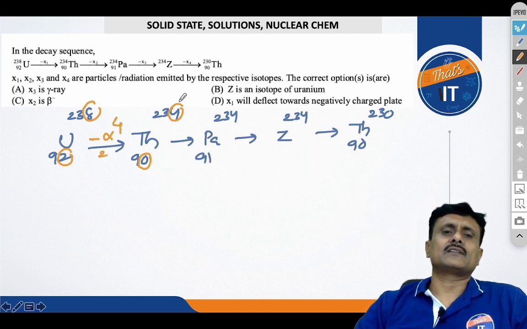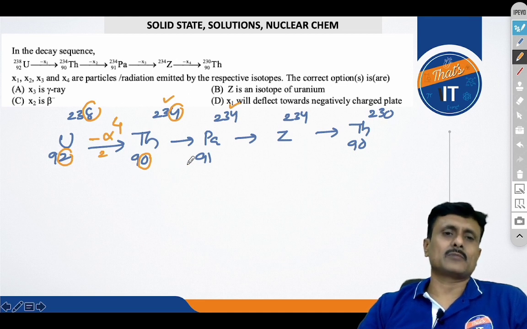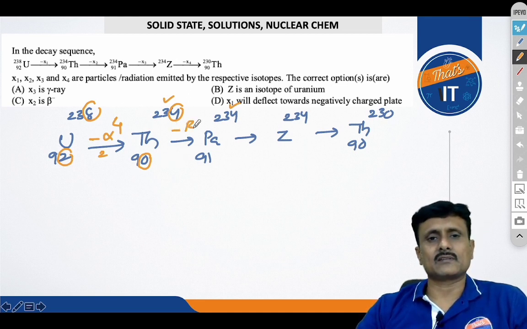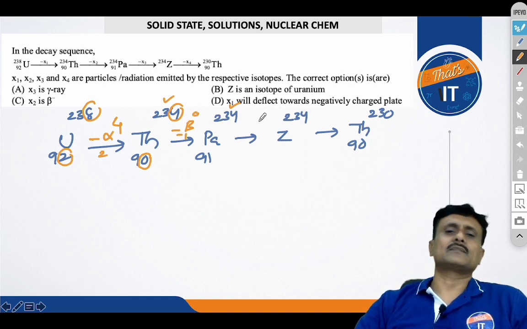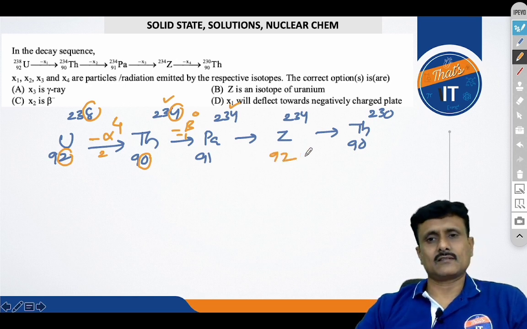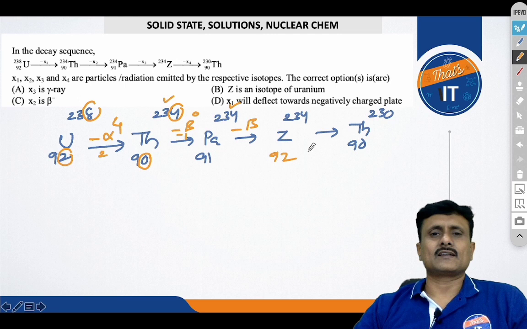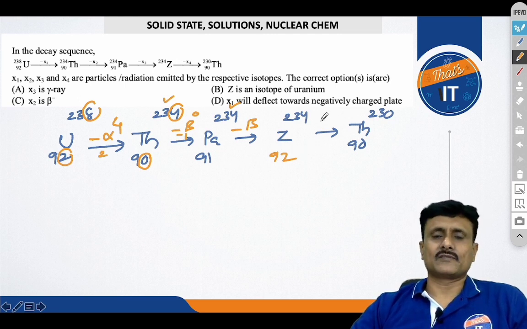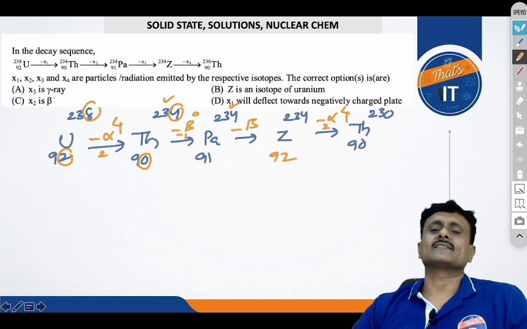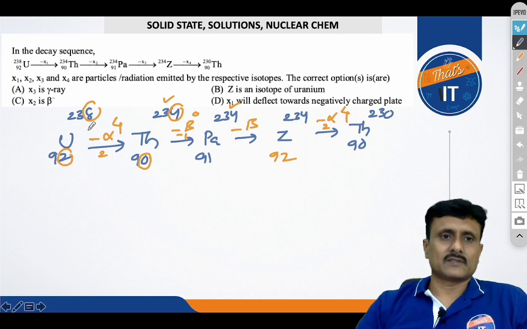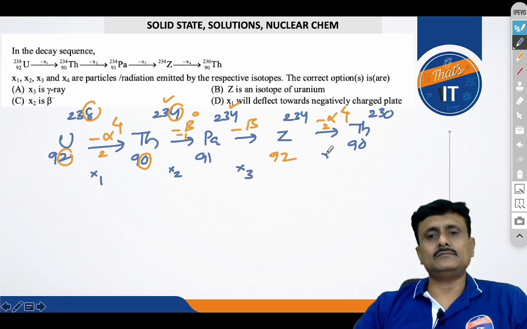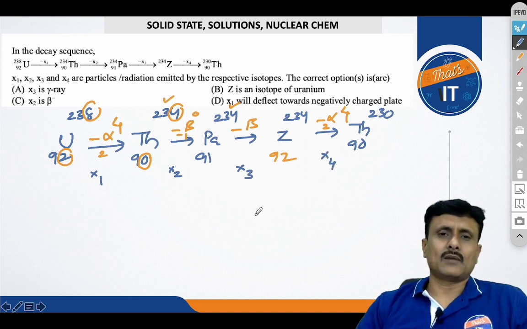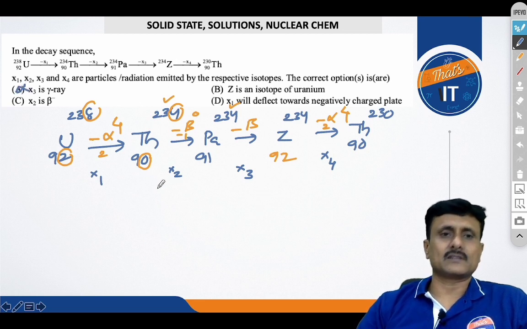And here you can see that there is no difference in the mass number. However, the atomic number has changed by 1 unit. So that means it is emitting a beta particle. Again the mass number remains the same, obviously, so this might be a beta particle as well. And 92 to 90, a decrease of 2 units in the atomic number and 4 units in the mass number, is again an alpha particle. You can see that this particle is x1, this is x2, this is x3, and x3 is a gamma ray. That's wrong.